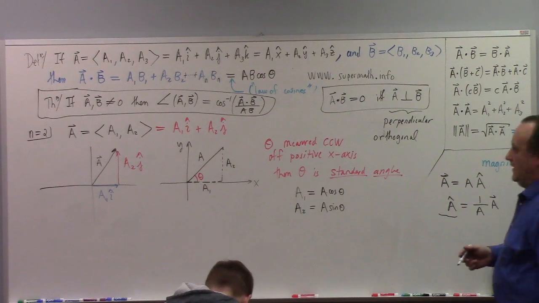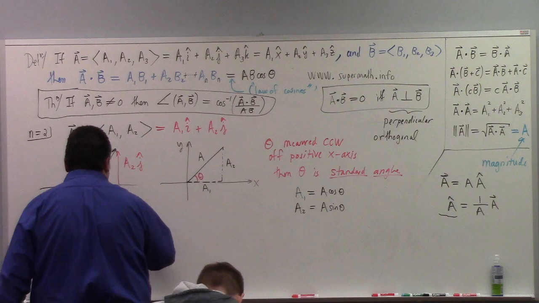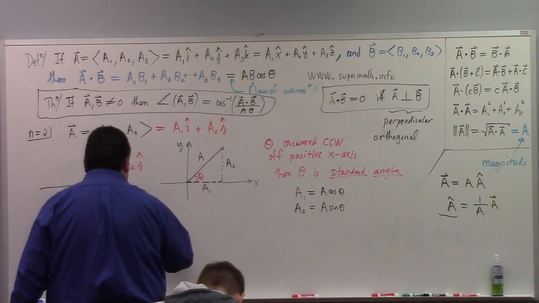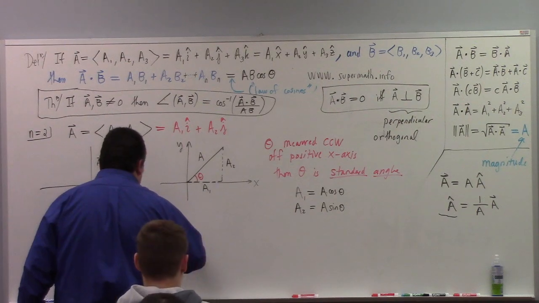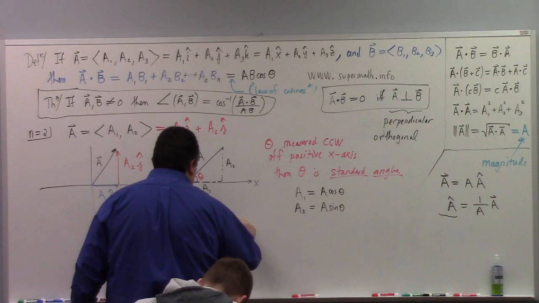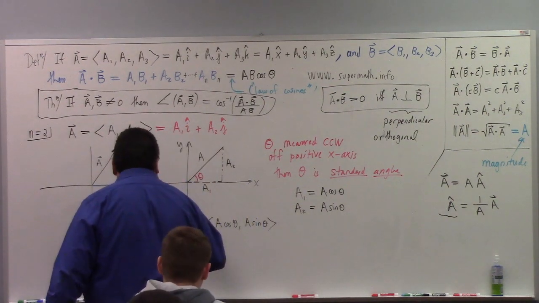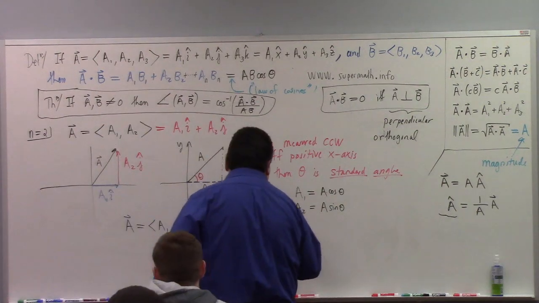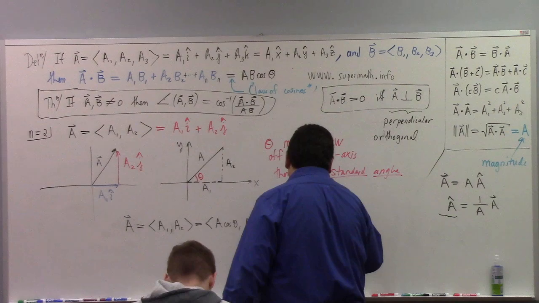That's it. But there's more. So check this out. A vector is equal to A1, A2. But we can rewrite that as A cosine theta, A sine theta. And by the properties of vector scalar multiplication, we can pull A out. And then we've got A times cosine theta, sine theta.